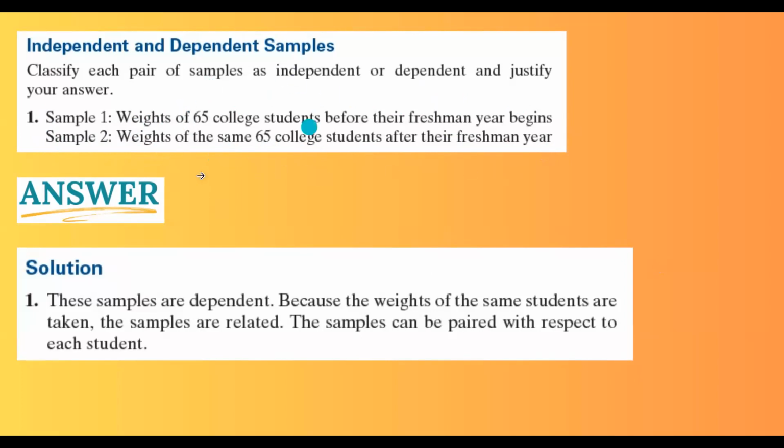Are these two samples dependent or independent? Are they related together or not? Well, we have the same body of students, am I right? So since you have the same body of students, these samples are dependent. The same people are weighed before and after. So you have dependent samples.